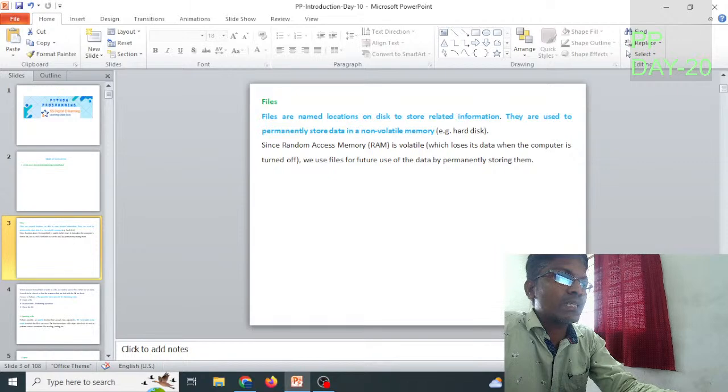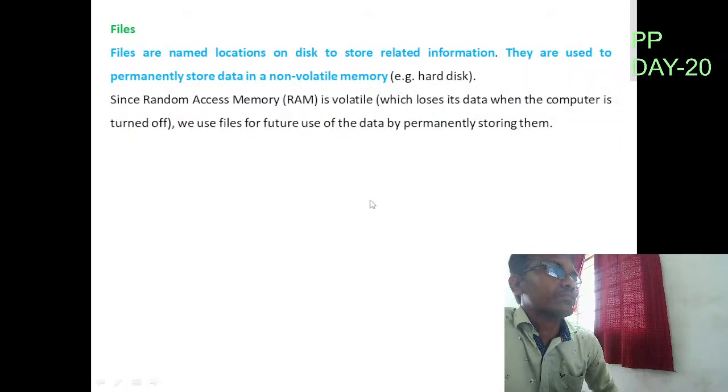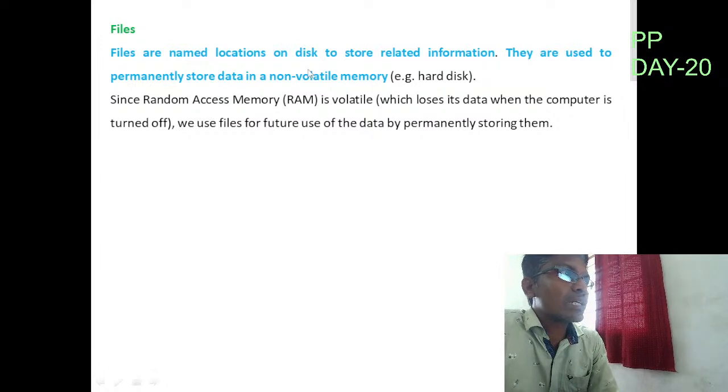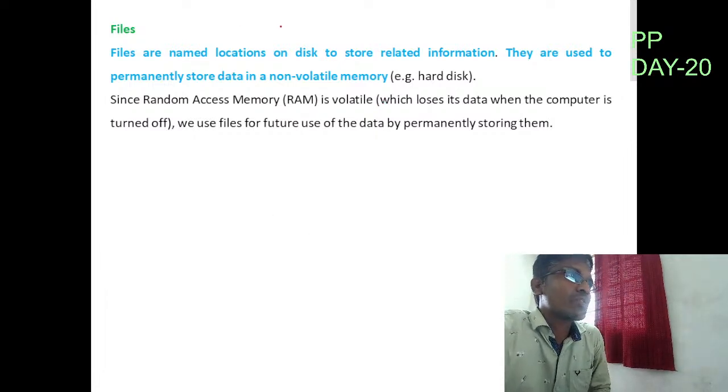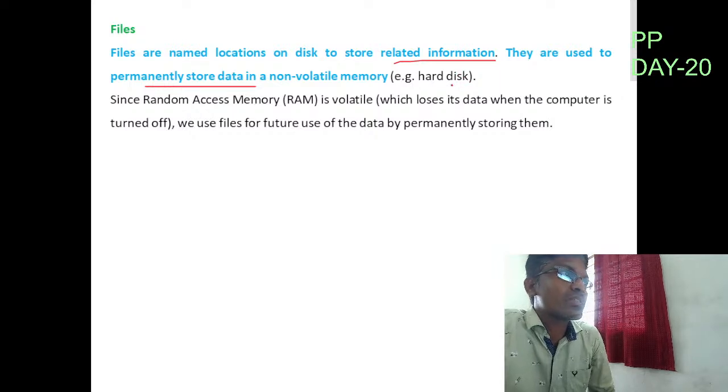Let us see what a file is. Files are named locations on disk to store related information. A file is a type of storage for related information, so that the data is stored permanently. Instead of storing in RAM, files are stored on the hard disk, so that the information can be stored permanently.